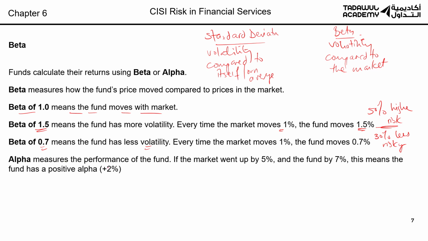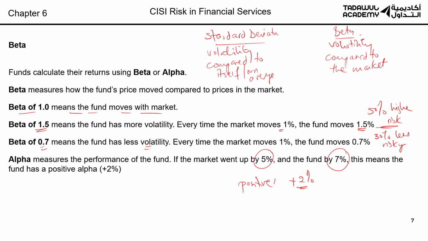Alpha measures excess return, how much more return you have brought than the benchmark. So if the benchmark or the market made 5% this year, but your investment or the fund's investment made 7%, it means that you had an alpha of 2%. This is excess return. You have beaten the market by 2%, and that's alpha. That's positive alpha.